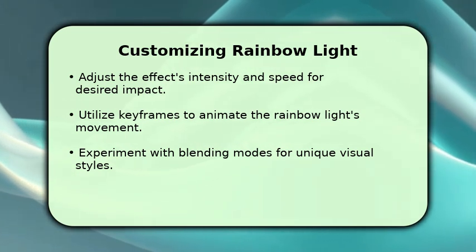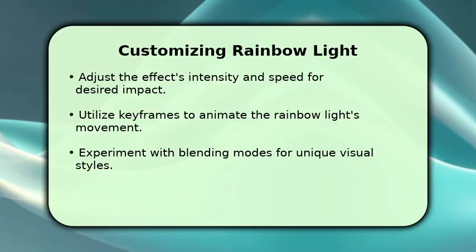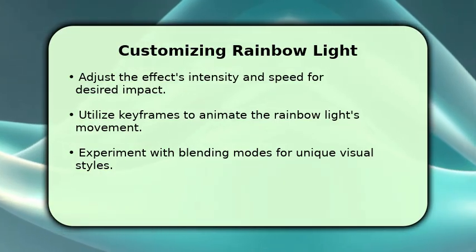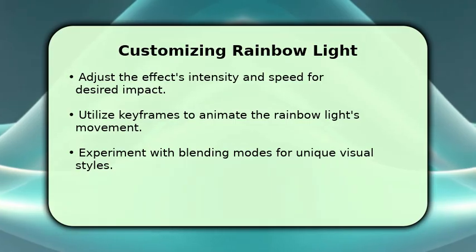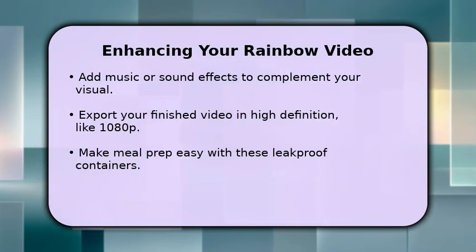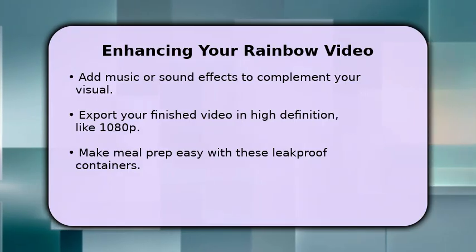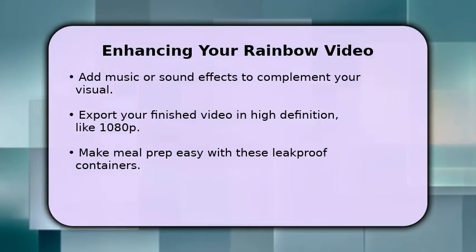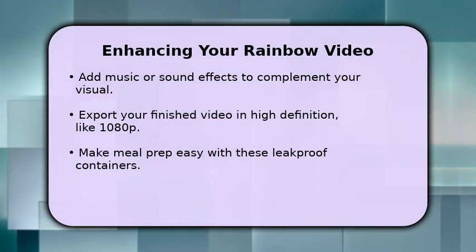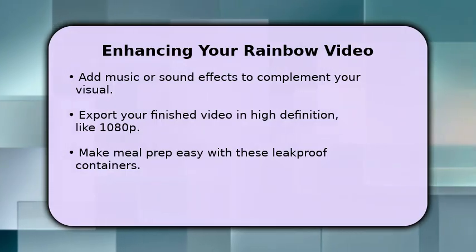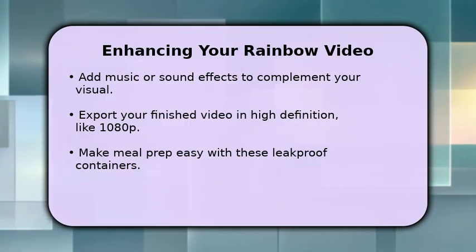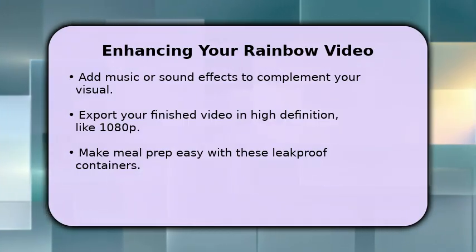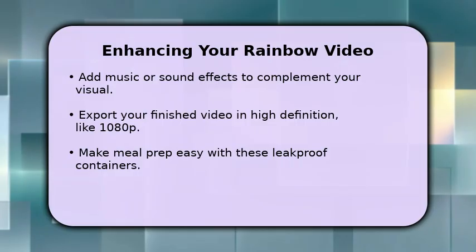Don't forget to experiment with different blending modes, such as overlay or screen, to achieve a truly unique and integrated look for your video. To complete your rainbow light video, consider adding some upbeat music or fun sound effects to enhance the overall mood. Once you are satisfied with your creation, export your video in high definition, such as 1080p, to ensure the best quality. This will make your vibrant rainbow effects truly pop.